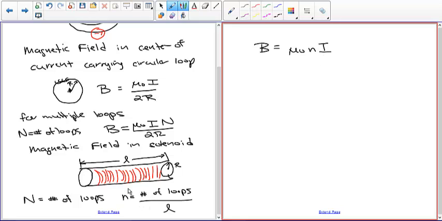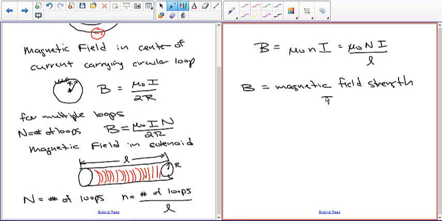So it turns out that L doesn't come into play except in calculating small n. So I guess you could say it's also equal to mu zero times N times I divided by L. Same thing. So let's define everything again. So this is magnetic field strength in Tesla. That's inside.